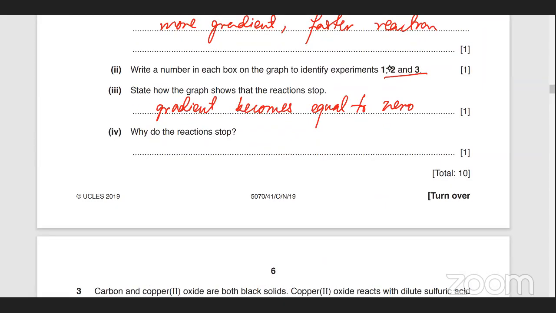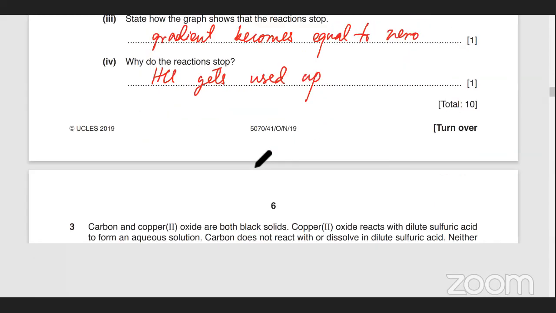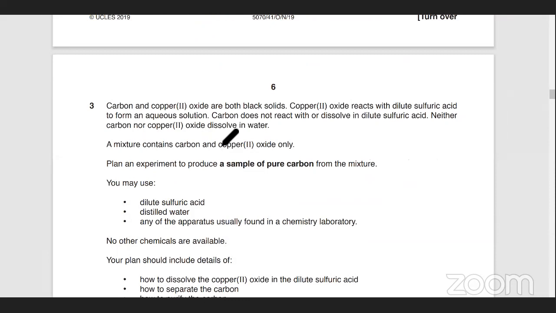Anyways, why do the reactions stop? Now here's a question. Why are they stopping? They're not stopping, because I think at the start he said that calcium carbonate is in excess. They're stopping because HCl gets used up. Because if you remember, at the start he said calcium carbonate is in excess, which means calcium carbonate is not going to finish, HCl would get used up.